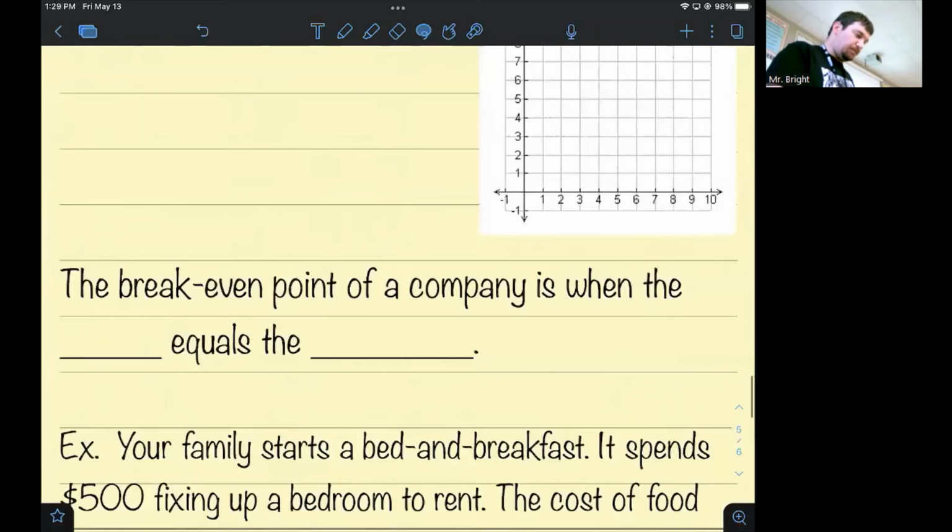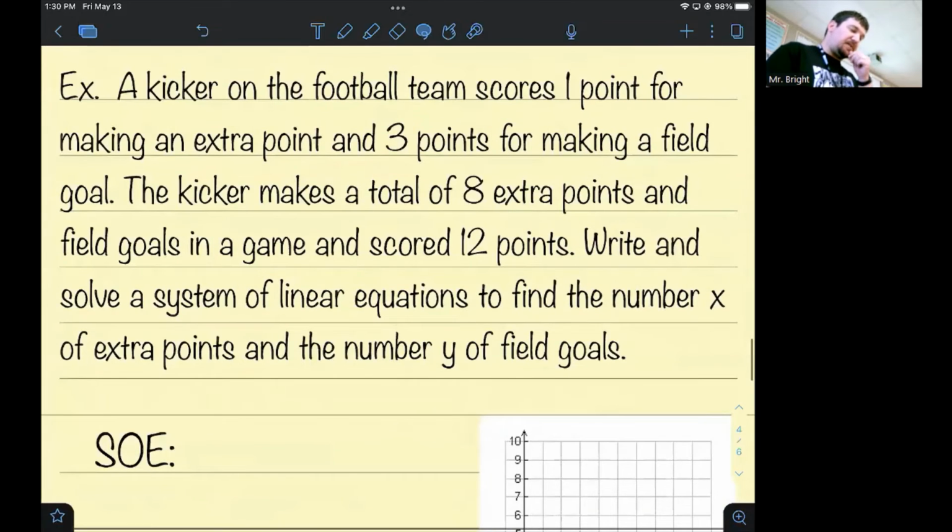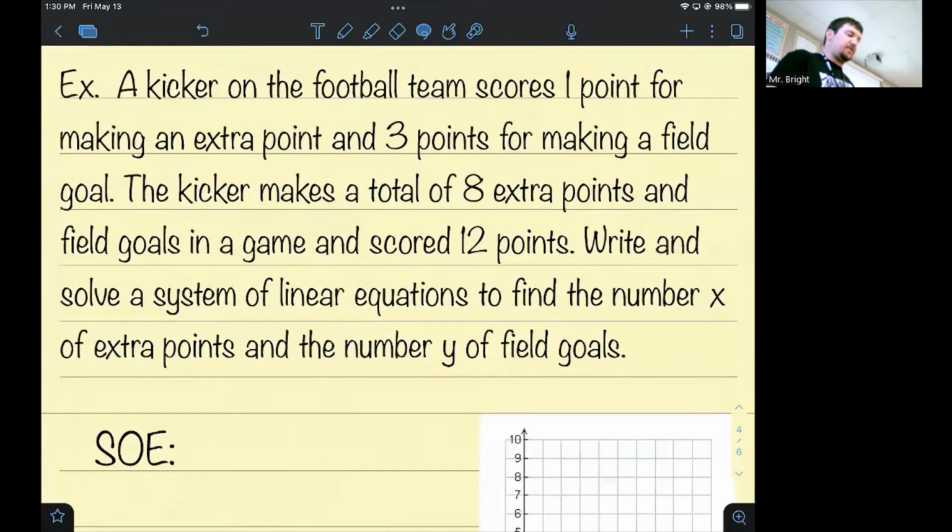And a story problem. A kicker on the football team scores 1 point for making an extra point and 3 points for making a field goal. The kicker makes a total of 8 extra points and field goals in a game and scored 12 points. That man is on fire. Write and solve a system of linear equations to find the number x of extra points and the number y of field goals.